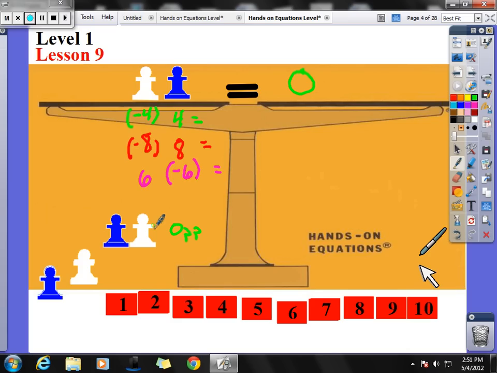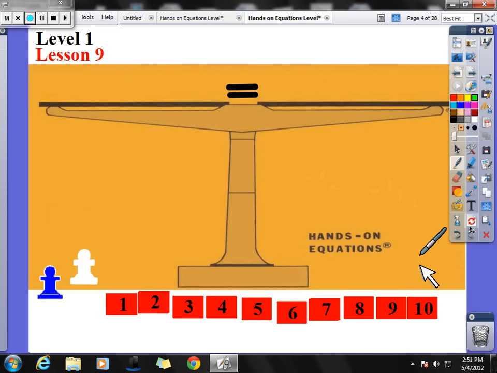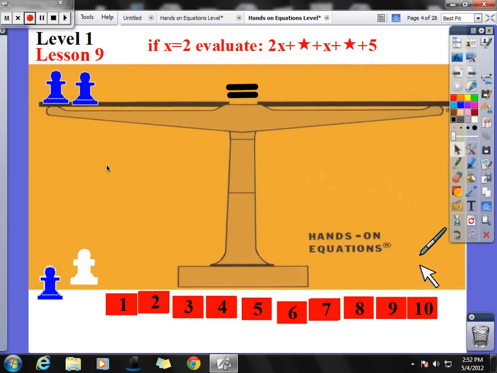Excellent. So if I were to have a problem on my board that said something like this: if X equals 2, then evaluate 2X plus star plus X plus star plus 5. Well, let's set it up on the board first. I want to have 2 X's plus a star plus an X plus a star plus a 5, and you need to tell me what the other side of my balance is going to be equal to. Okay, if X is 2.